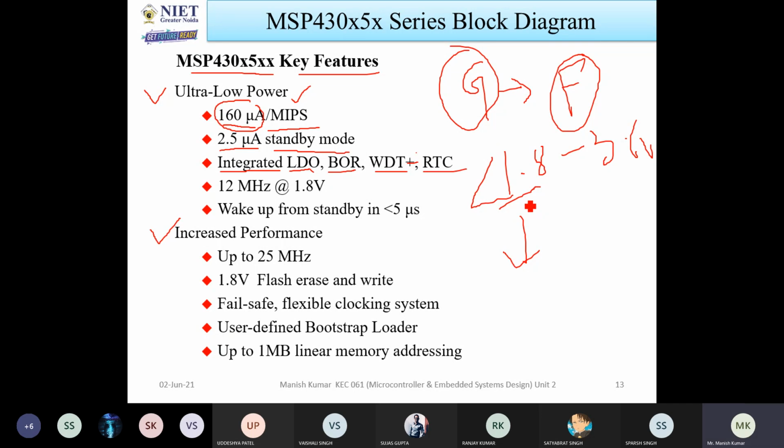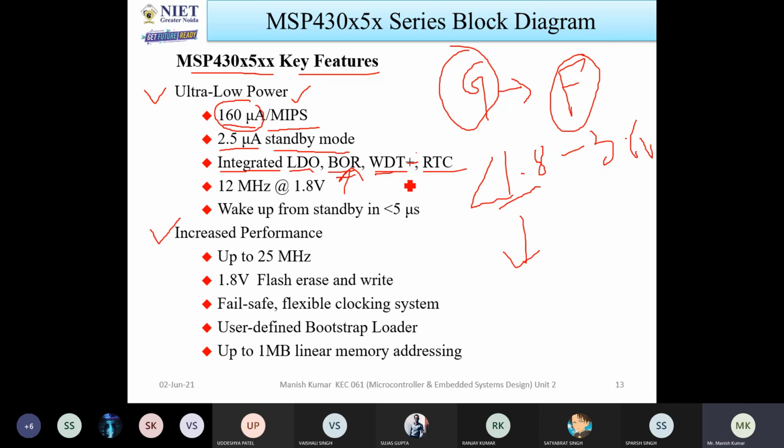And how will it switch off? With the help of BOR, Brownout protection circuit. BOR is called Brownout reset and Brownout protection circuit. Both are the same. Brownout reset means that as soon as the voltage goes below 1.8, this LDO will trigger the BOR, and this BOR will reset the full system. So this is its responsibility.